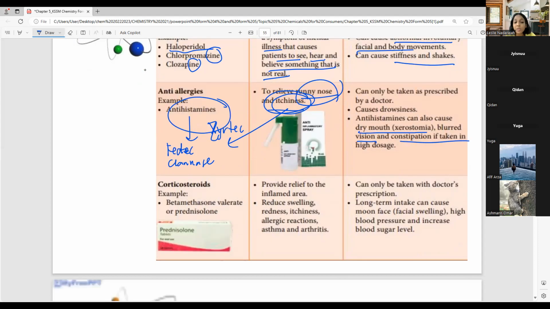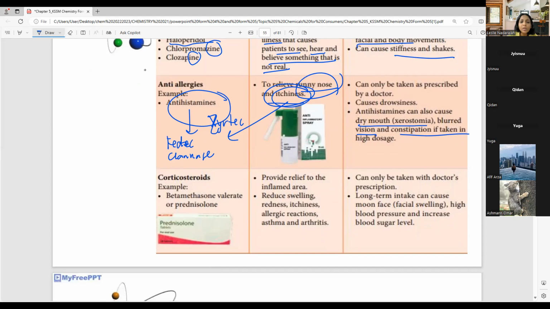Okay, last but not least, corticosteroids. This one is a steroid. You can see the name: prednisolone, and betamethasone valerate. Normally if you have got a wheezing problem, if you're using the puffer or the nebulizer, this is a steroid. It's called corticosteroid.